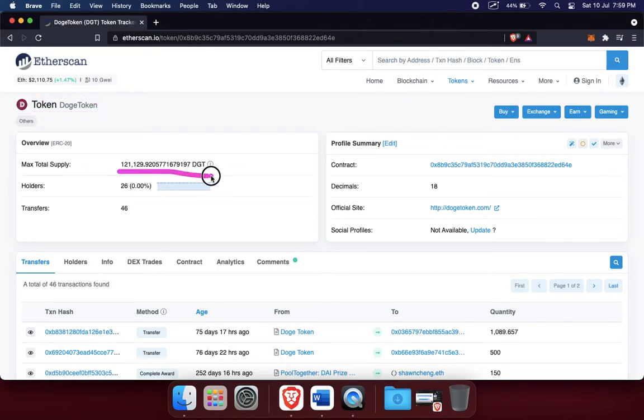Max total supply. Look at that supply. Oh no, it's not as large as I thought. 121,000, 129. Okay, that doesn't really make sense to me. But anyway, 26 holders. Yeah, so if only 26 people hold this, it doesn't really mean anything. 46 transfers in its history, 18 decimals, contract code is there.